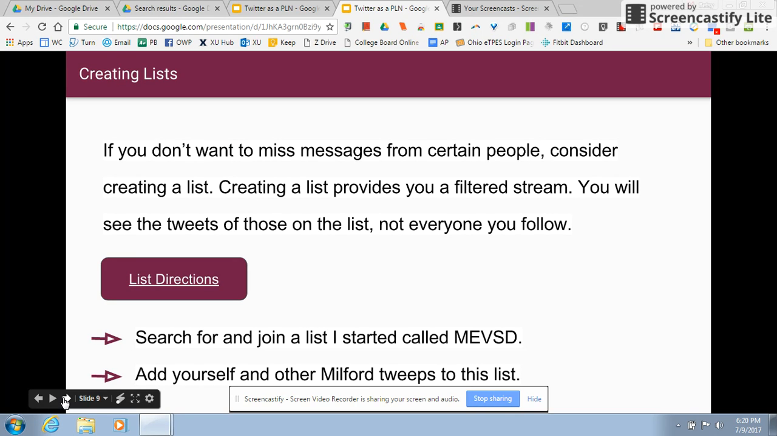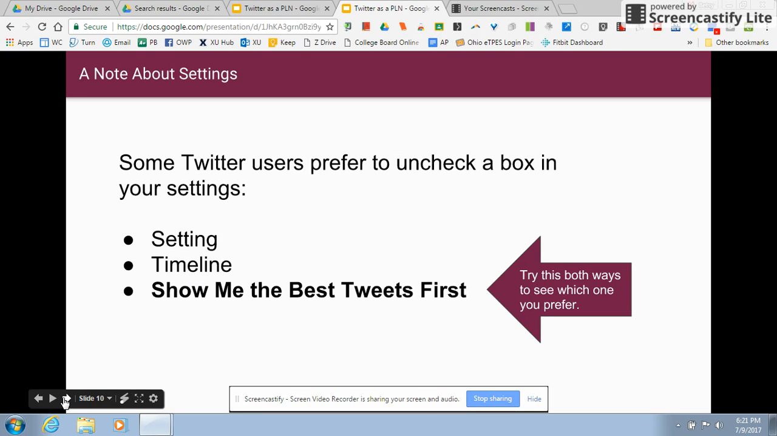Creating lists is something you might think about later on as you get more involved in Twitter. This provides you a filtered stream of people who are really interested in the same things you are. And then you could think about your settings on Twitter as well. Some people prefer to uncheck a box when you first get on there that is show me the best tweets first. But try out both ways and see what you actually really like.